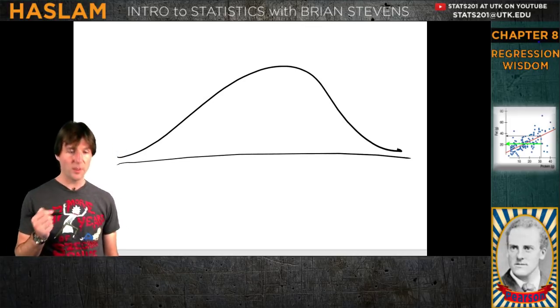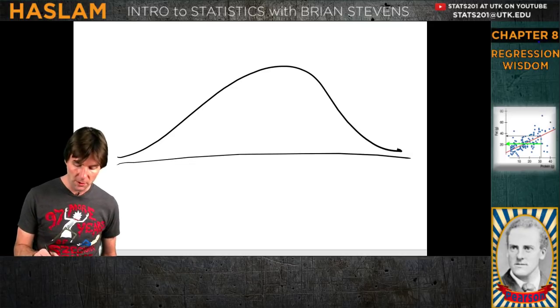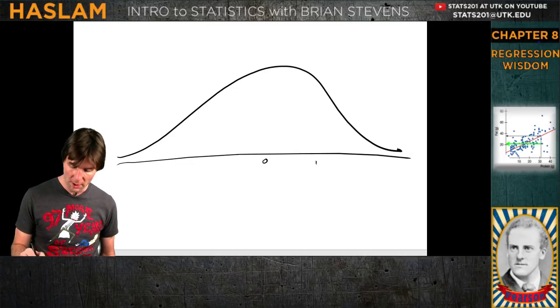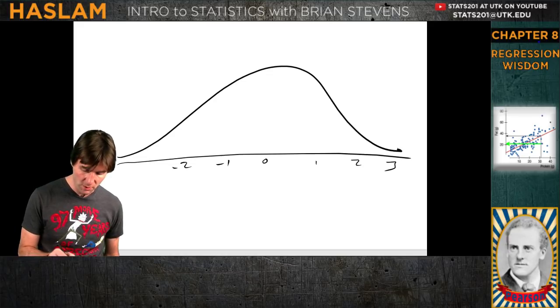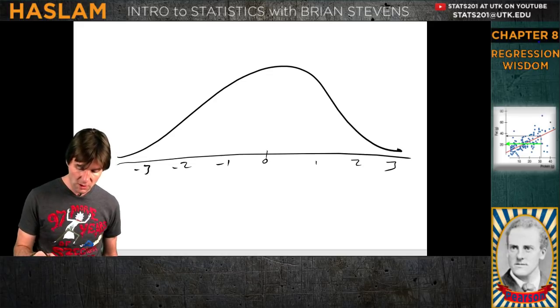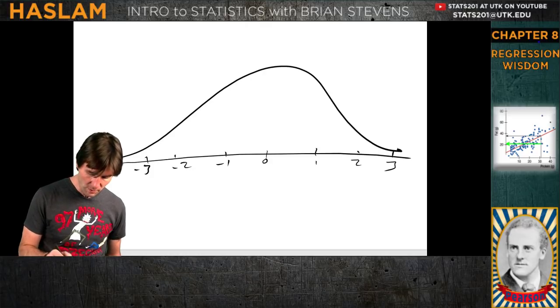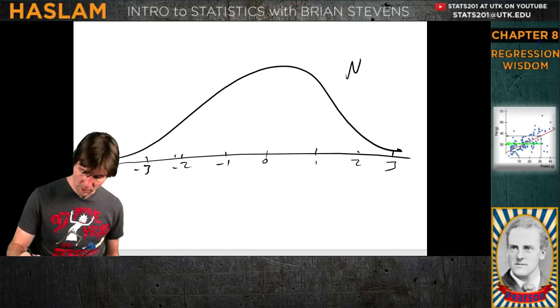And if I'm drawing this out for myself on the test, I'm going to put 0 at the center. I'm going to put 1, 2, and 3. Then I'm going to go -1, -2, -3. Those are the z-scores, which will always be the same. So then you would go normally distributed with a mean of 0 and a standard deviation of 1.